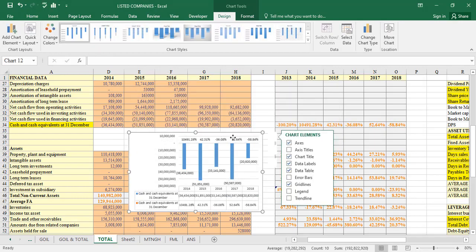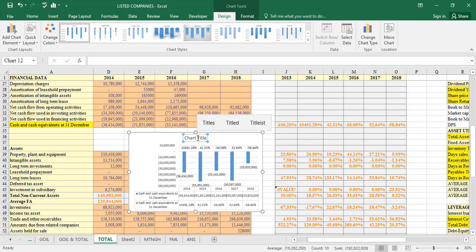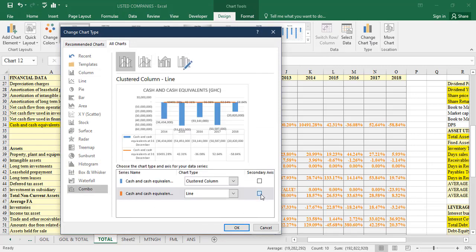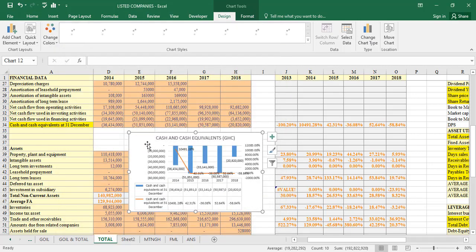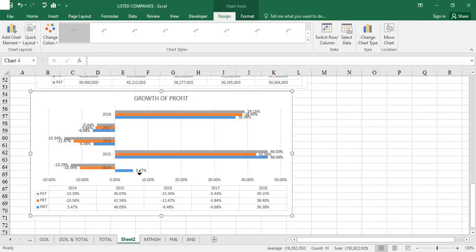And then let's showcase the chart title, so we have cash and cash equivalent in Ghana cedis. Okay, let's change the chart to a combo. Good. So now let's see how it is going to be.